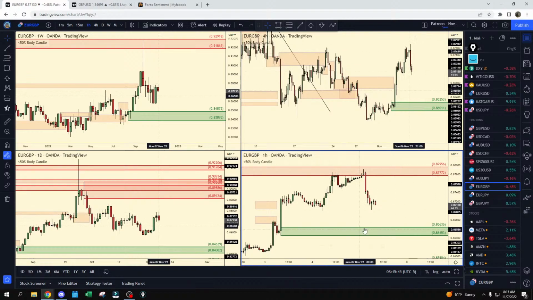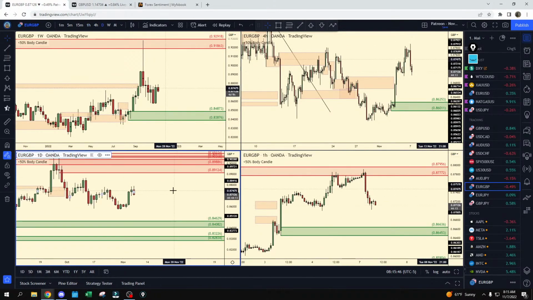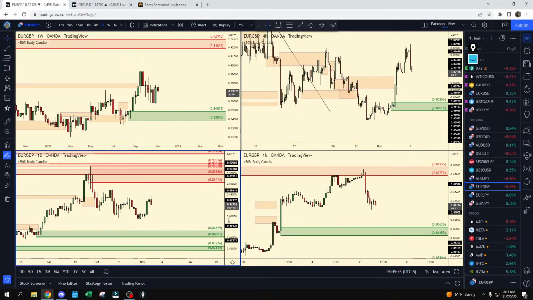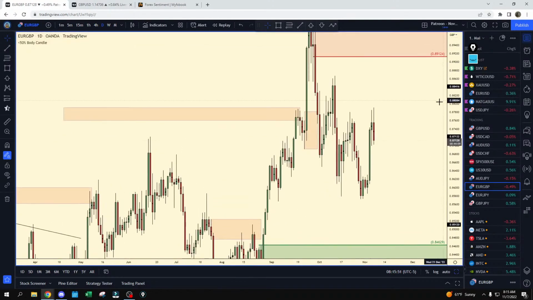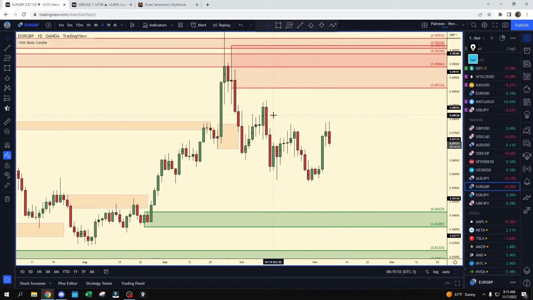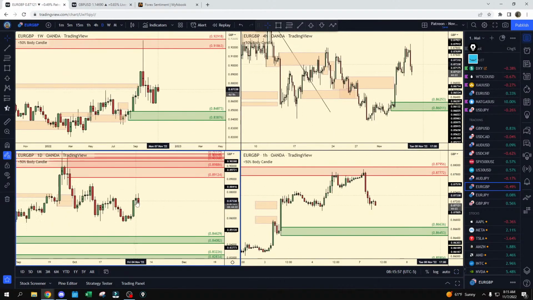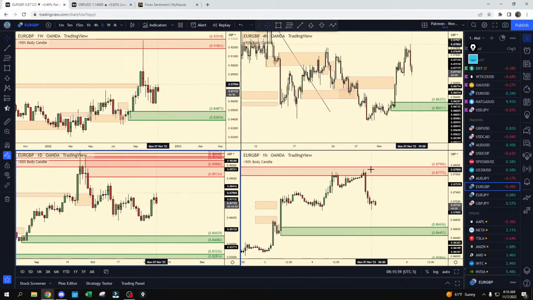So euro pound long 1 hour. For entering on the 1 hour chart, we need to be looking at the daily chart first. In my opinion, this daily chart is very unclear. I have no idea where this is going. It's very, very difficult to tell where it's going.